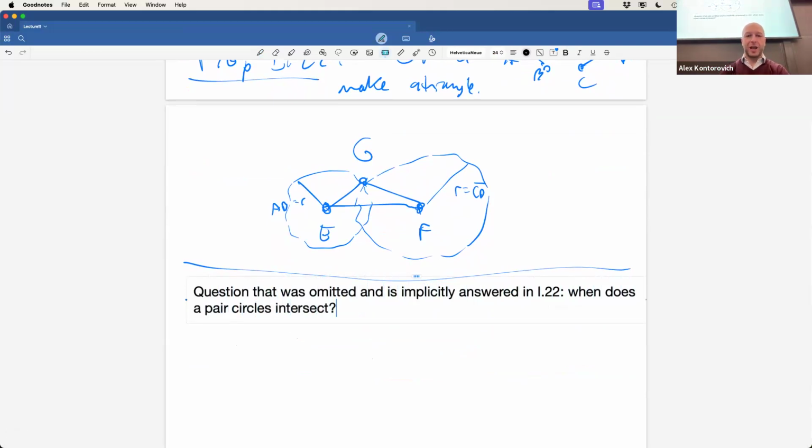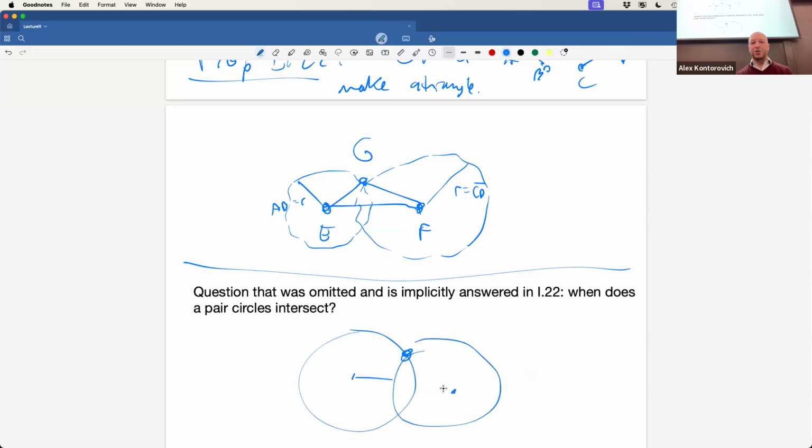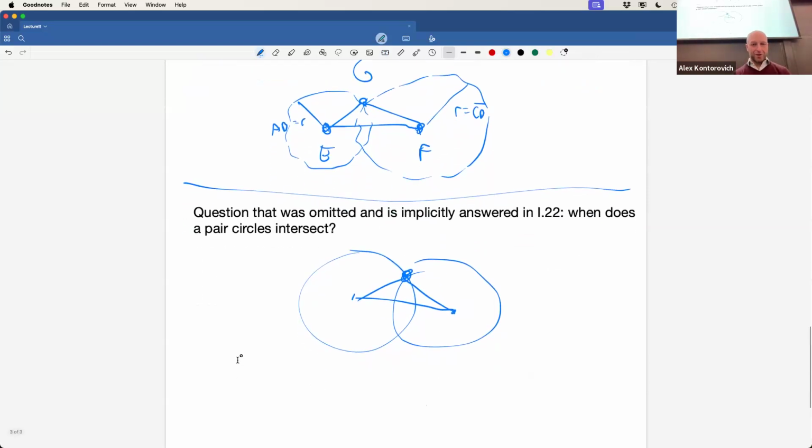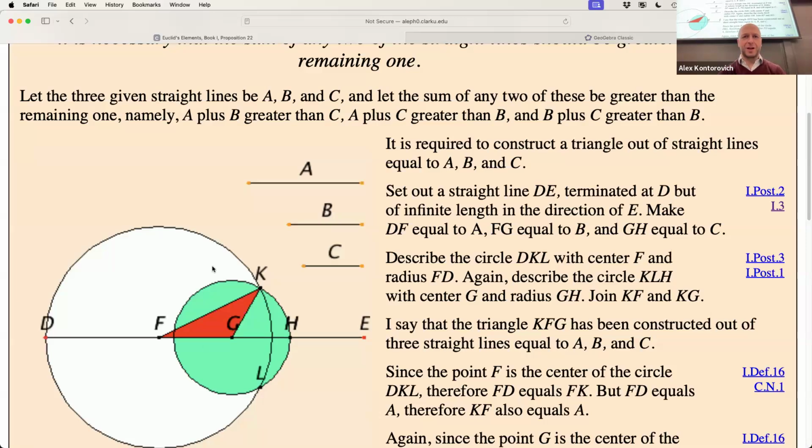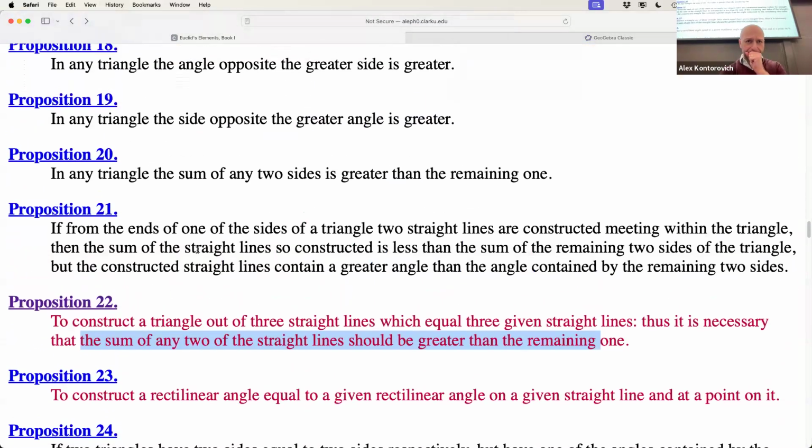Okay, so to answer that question, think about what it would take for a pair of circles to intersect. Here's one circle, and I want to draw a second circle, and I want to ensure that they intersect. If the circles do indeed intersect, then that creates a triangle, some kind of triangle. And in a triangle, there's always the triangle inequality, which he proves. Where's the triangle inequality? If the ends are on the side of the triangle, the sum of the two straight lines so constructed is less than the sum of the remaining two sides.